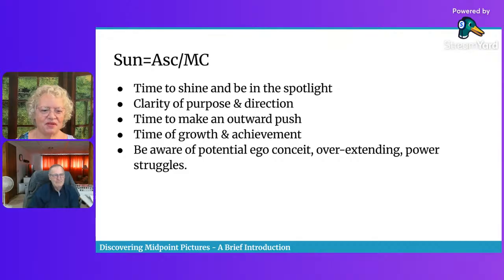I like this, because you can see when the sun transits that ascendant-MC point, so that midpoint, and that might be a time to launch something. It could be a time to launch something or further, because that's the idea of the outward push. Yes. Okay, or the time of growth and achievement.